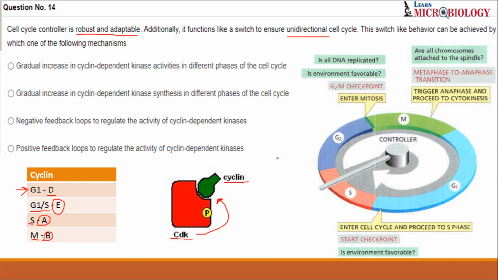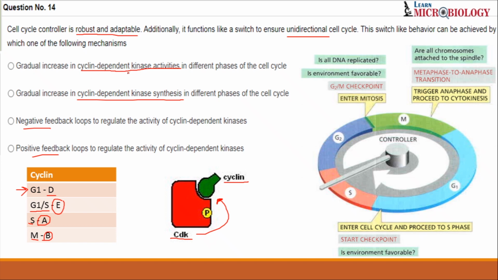So let's go to the options. Gradual increase in cyclin-dependent kinase activities in different phases of the cell cycle. Gradual increase in cyclin-dependent kinase synthesis in different phases of the cell cycle. Negative feedback loops to regulate the activity of cyclin-dependent kinases. Or positive feedback loops to regulate the activity of cyclin-dependent kinases. First of all, I would like to tell you that there are no feedback mechanisms in this particular process. Options A and B are left.